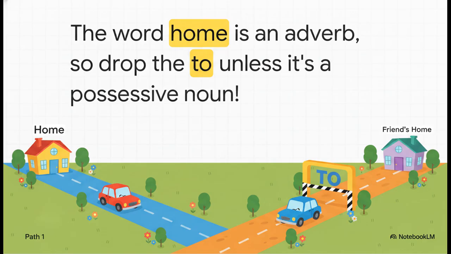The word home is a bit of a tricky shapeshifter in English. Usually, you drive straight there without any preposition at all. I am going home. In that case, it's acting as an adverb. But the very second you add a possessive word in front of it, like his, her, or my friend's, home suddenly turns into a noun, and you absolutely must add to. I am going to his home.